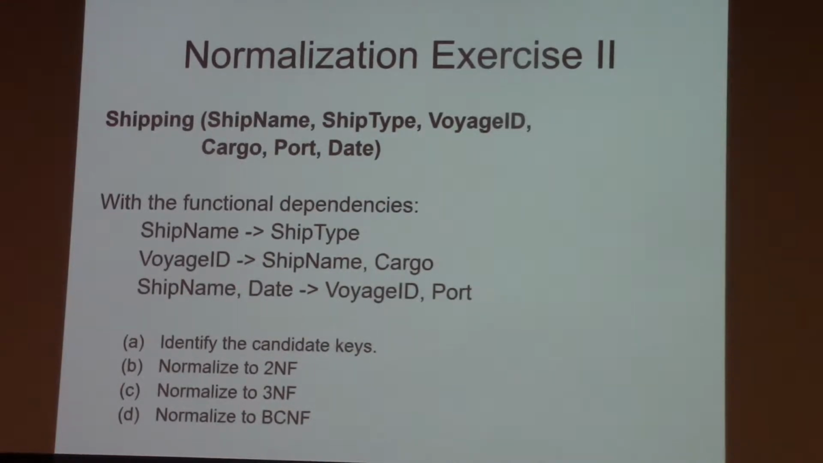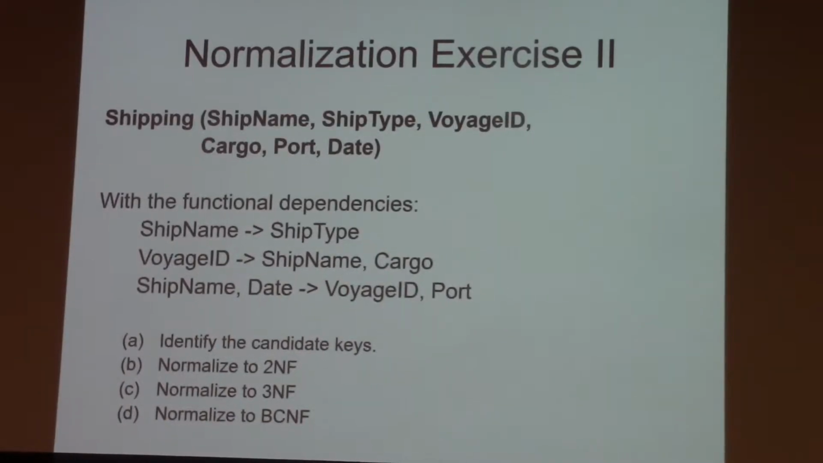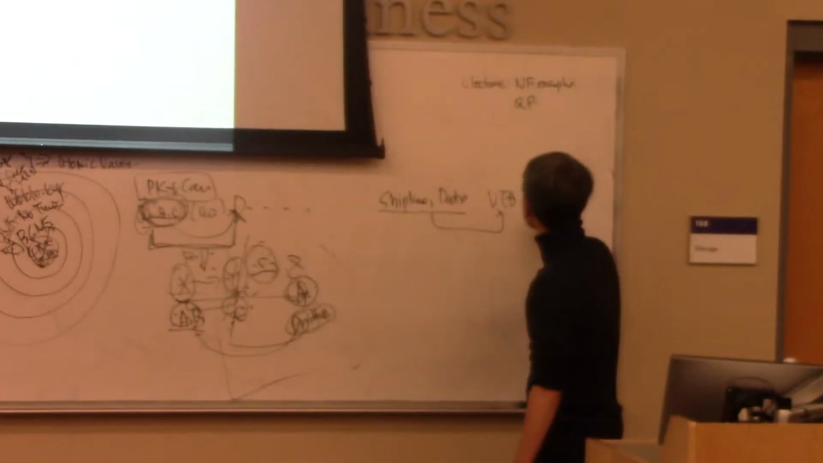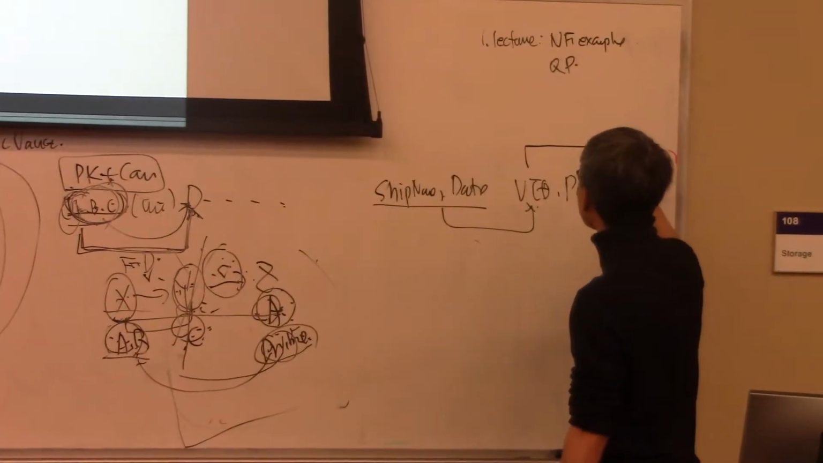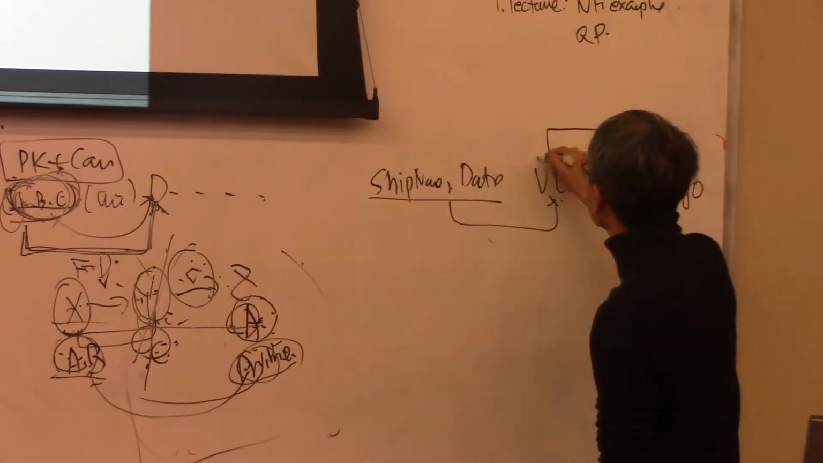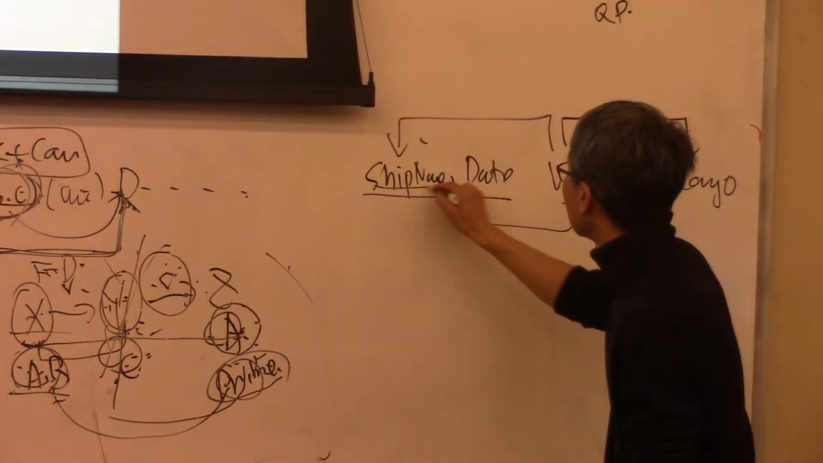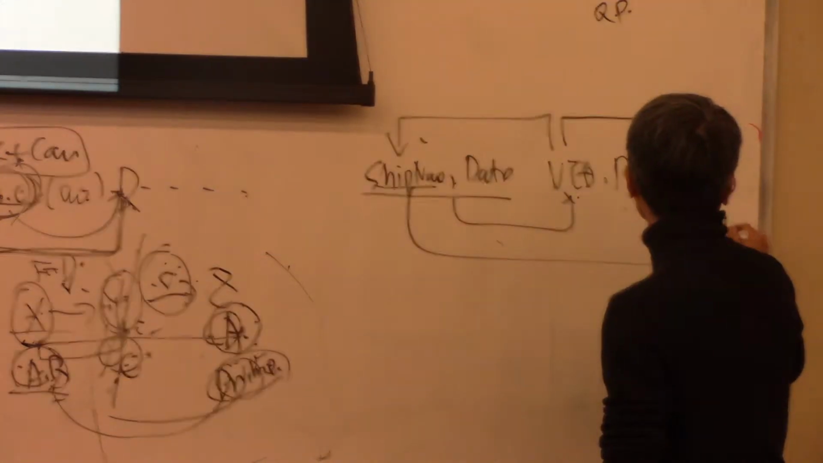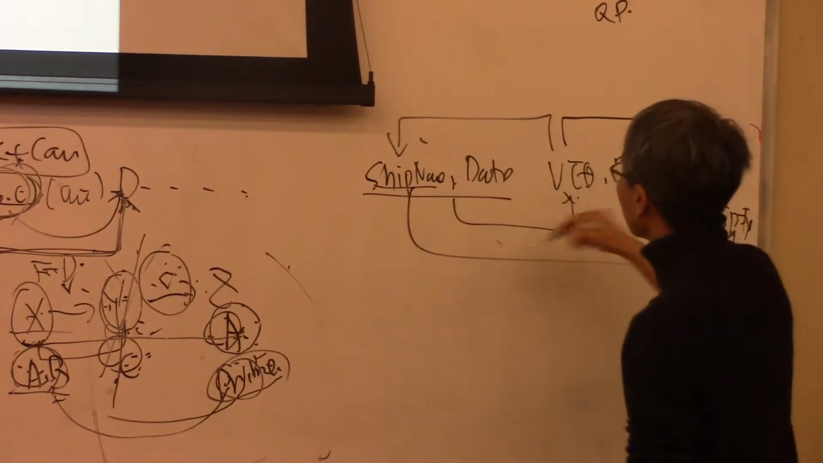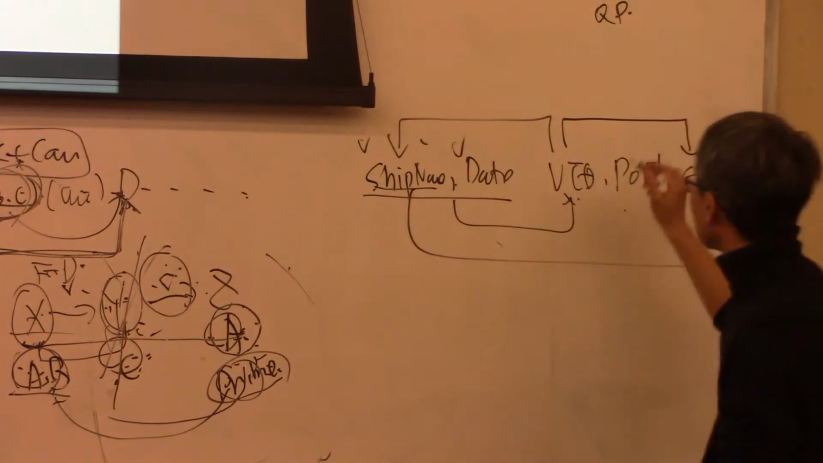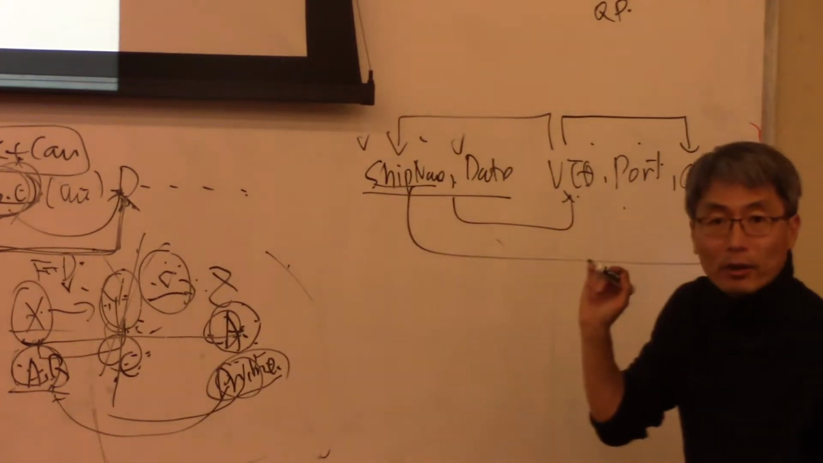Second normal form. Ship name and date determine what? Voyage ID and port, and also voyage ID determines cargo and ship name. And the first one, ship name determines ship type. So this one and this one are prime attributes, and this is a non-prime attribute.